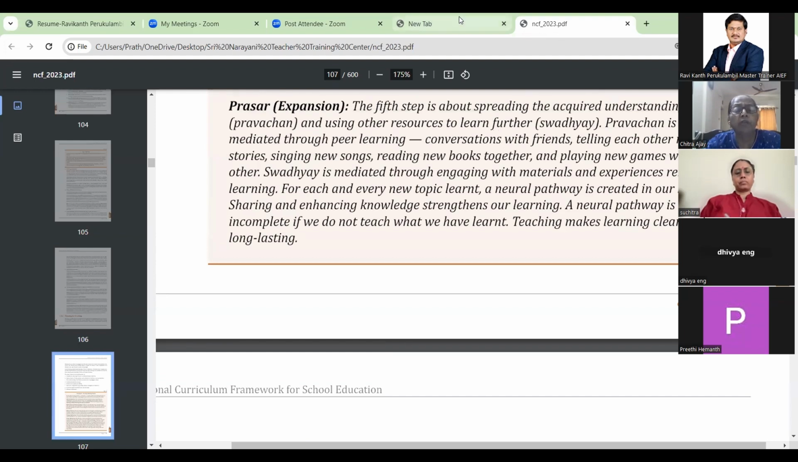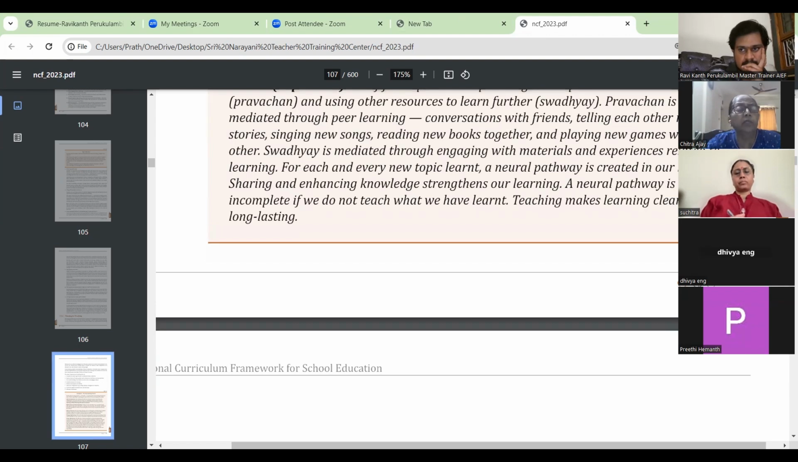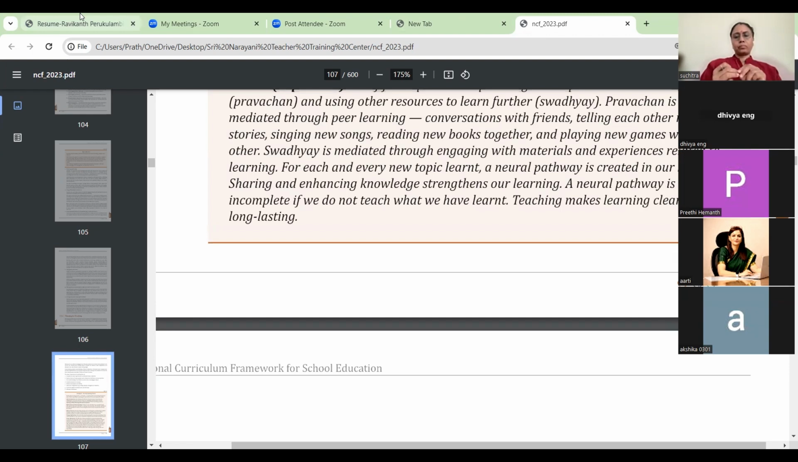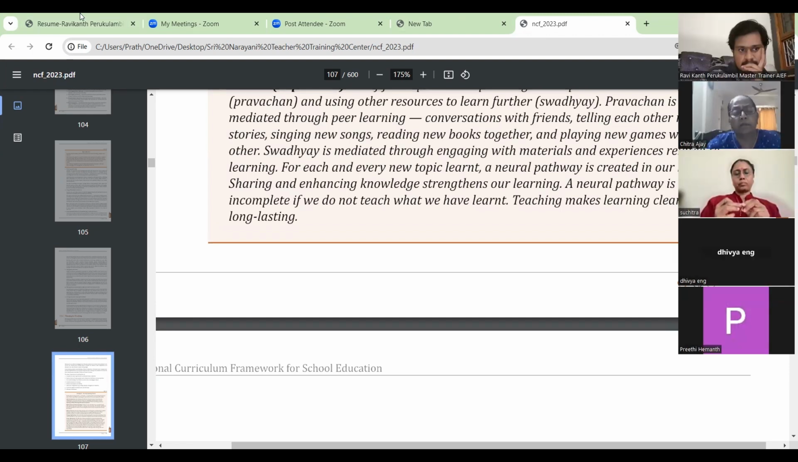For each and every new topic learned, a neural pathway is created in our brain. Sharing and enhancing knowledge strengthens our learning. A neural pathway is incomplete if we do not teach what we have learned. Teaching makes learning clear and long-lasting.